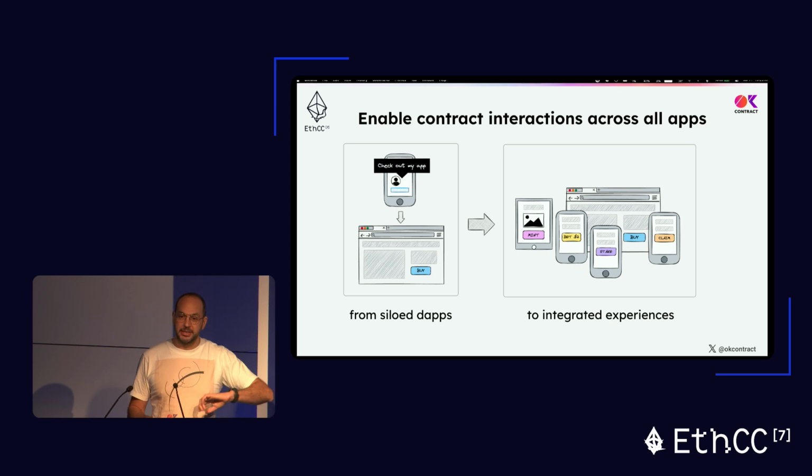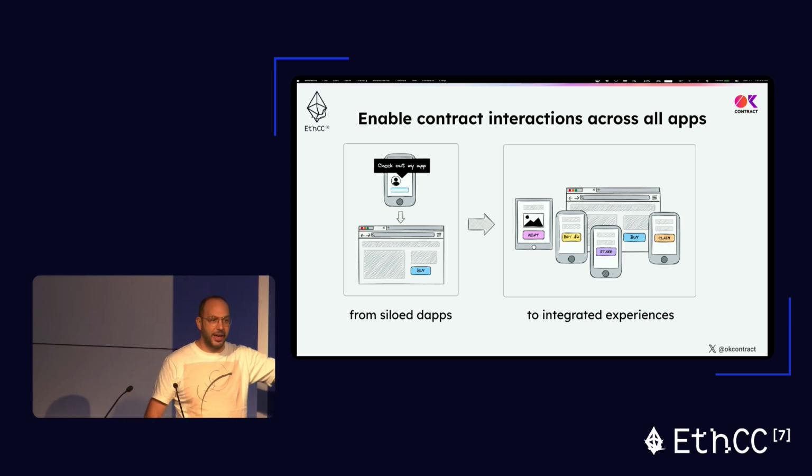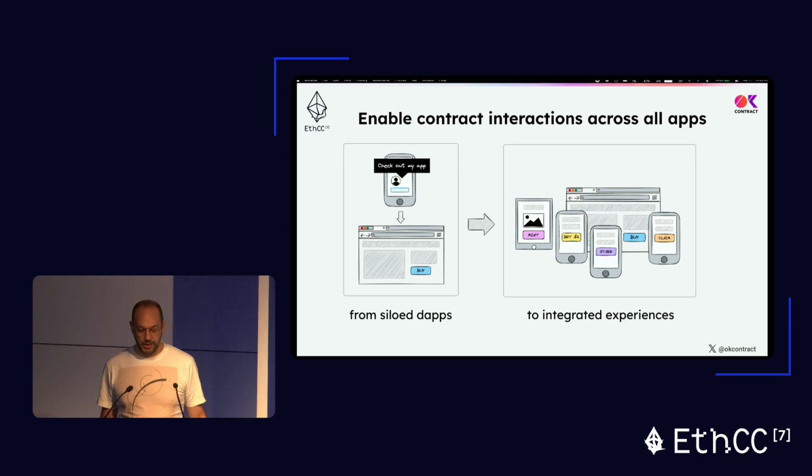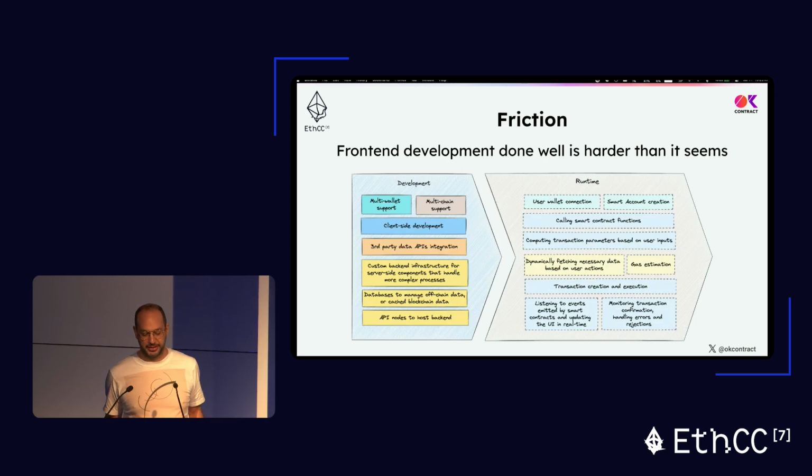So we go from siloed dApps, like we have today, which is more or less Web 1. Web 1, banner, click, go there, and you'll go to a dApp. But we want what Web 2 has achieved, like Stripe, for instance. You don't go to Stripe website to do a payment. You stay where you are. And this is what we want to interact with smart contracts, integrated experiences. But to do this, the problem is it requires way more front-end. So how do we scale front-end development so that we can integrate these smart contracts everywhere?